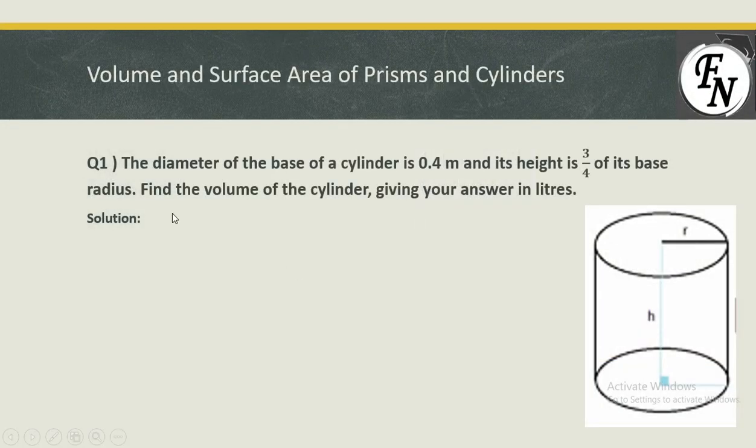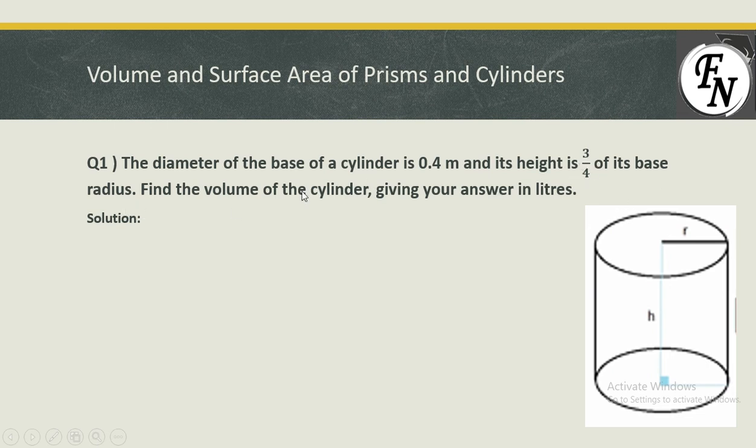So here is question number 1: the diameter of the base of a cylinder is 0.4 meters. So we have a cylinder here, and the diameter, from one end to the other, is given to us, that is 0.4 meters. So the radius is not given to us. And after that we have been given the height as 3 over 4th of its base radius.